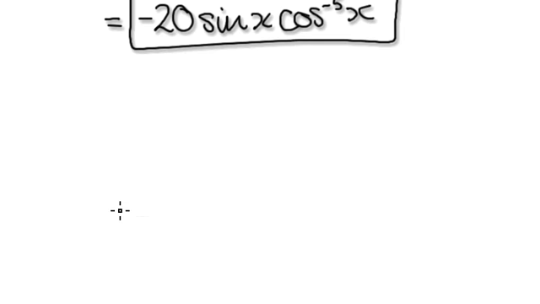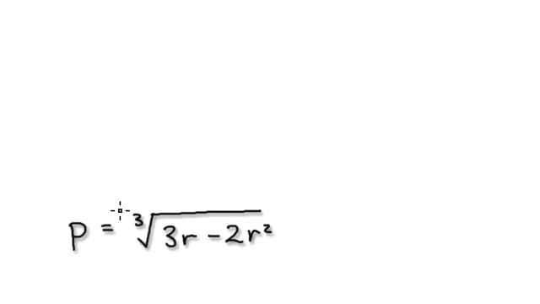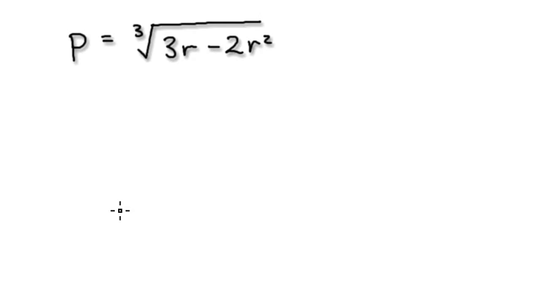Okay, so next one here. Given p equals this, find, instead of dy by dx, dp by dr. So differentiate it with respect to r. Again, there's a trick to this. So press pause and have a go.